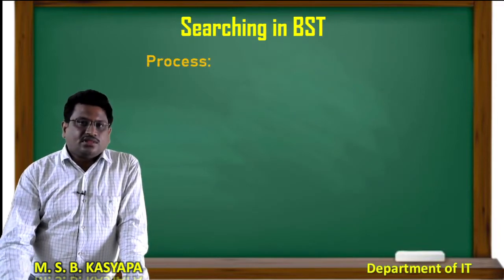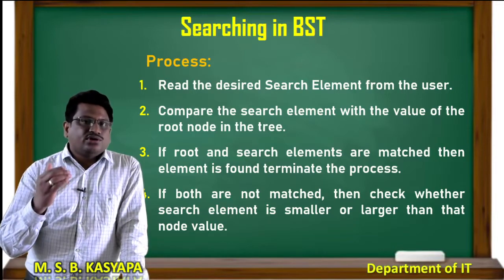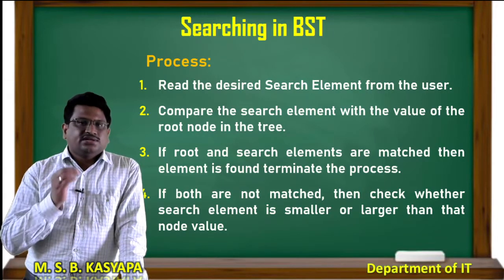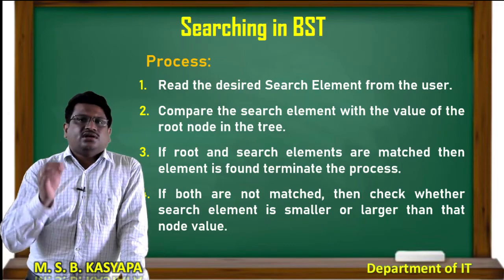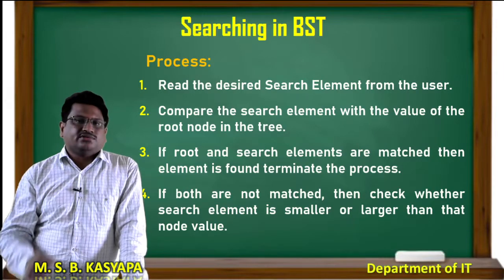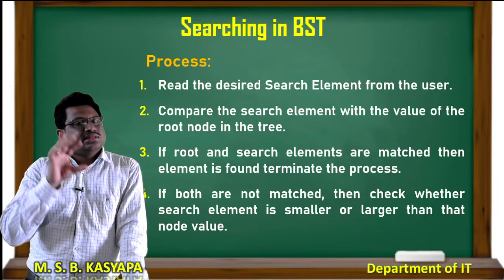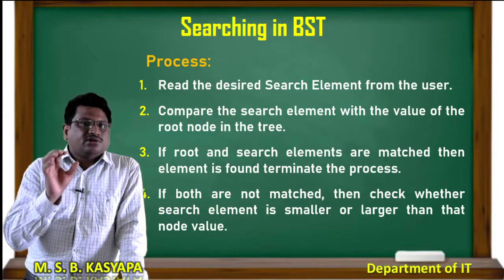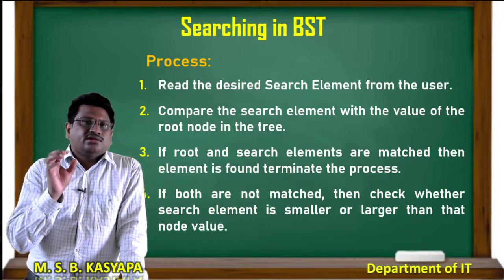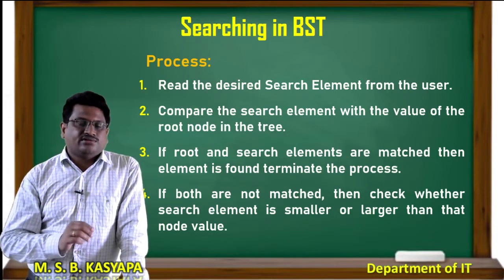Okay. Now, let us do the process. So, what is the process? The same way we construct a binary tree, the same operations we use here also. The first step is to read an element from the user. Okay. After reading the element, see where I have to start the searching. In a binary tree or any tree, the starting element is nothing but the root node. So, if I want to find an element in a particular binary tree, I have to start from the root node.